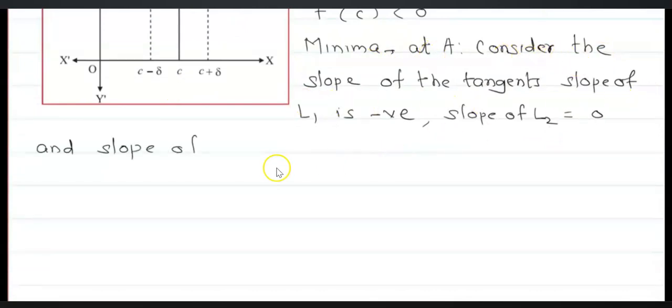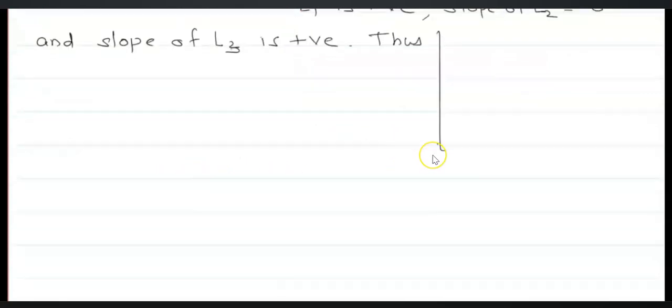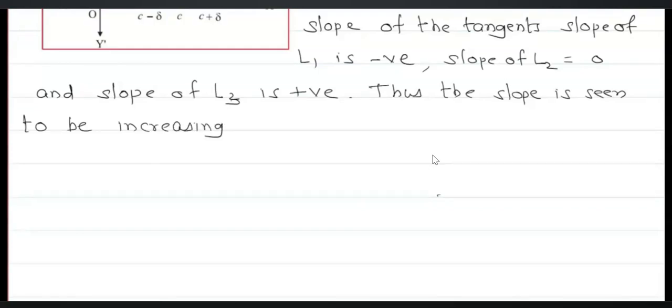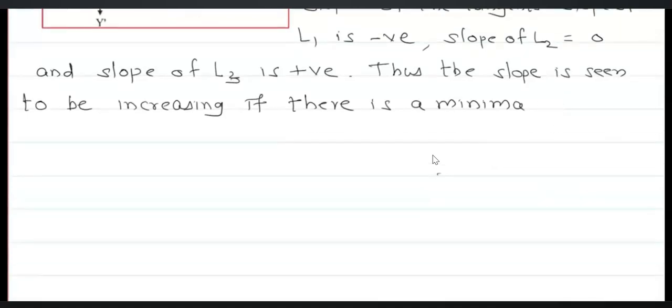Consider the slope of the tangents. L1 is negative, L2 is 0, and L3 is positive. Thus, the slope is seen to be increasing if there is minima at x equals a, at A.